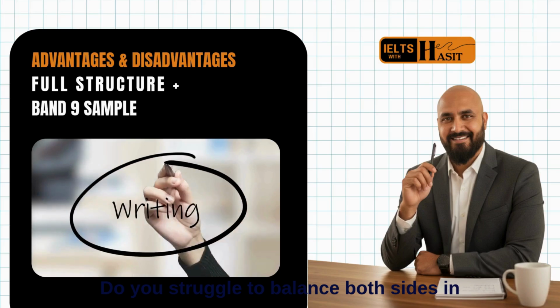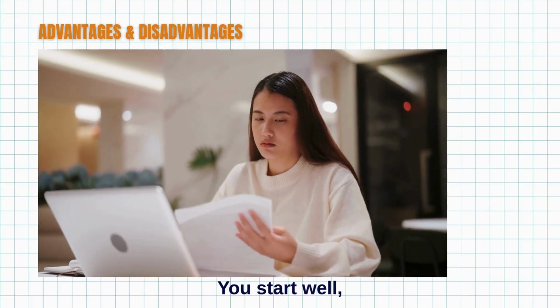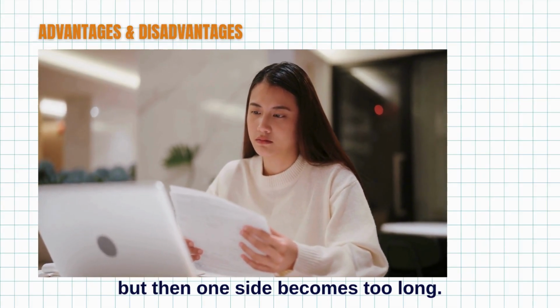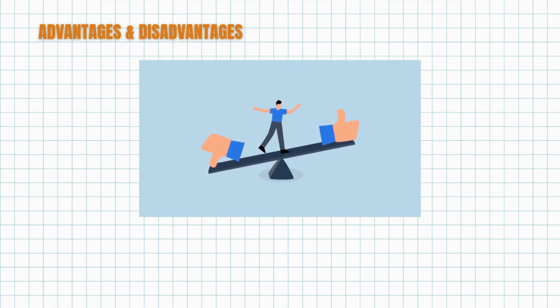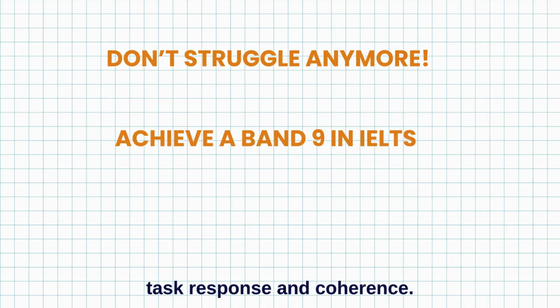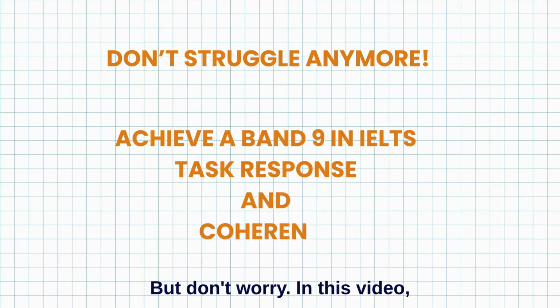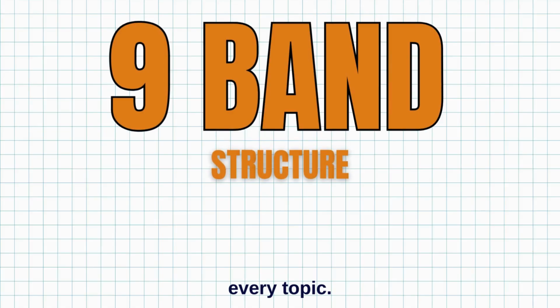Do you struggle to balance both sides in advantage-disadvantage essays? You start well, but then one side becomes too long, or worse, you forget proper examples. And honestly, that's where many students lose easy marks in task response and coherence. But don't worry, in this video, I'll show you a Band 9 structure that works for almost every topic.